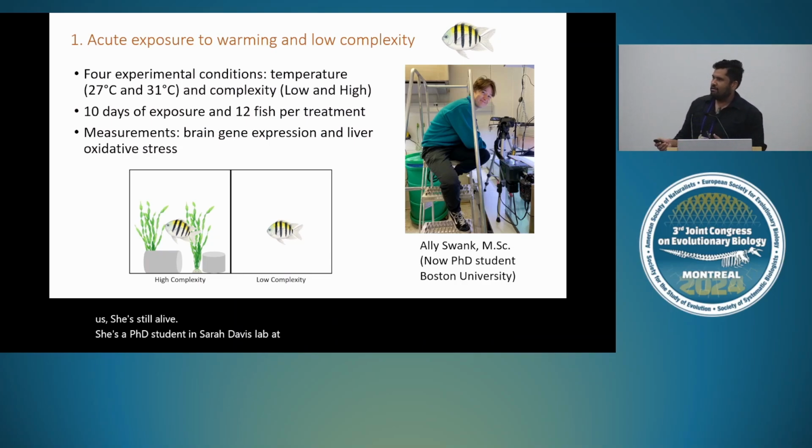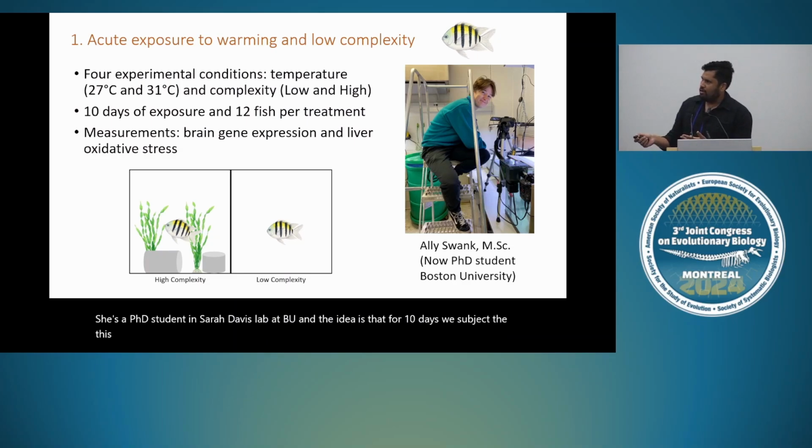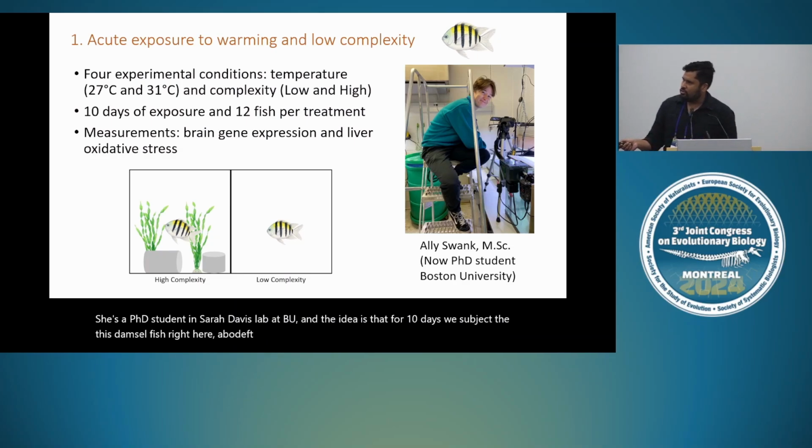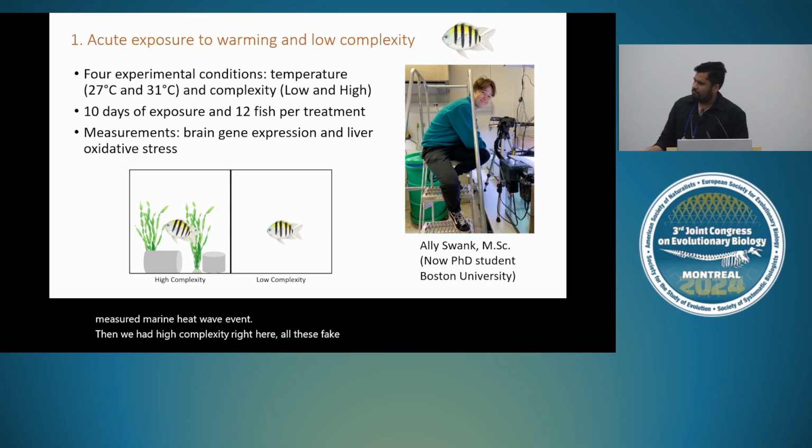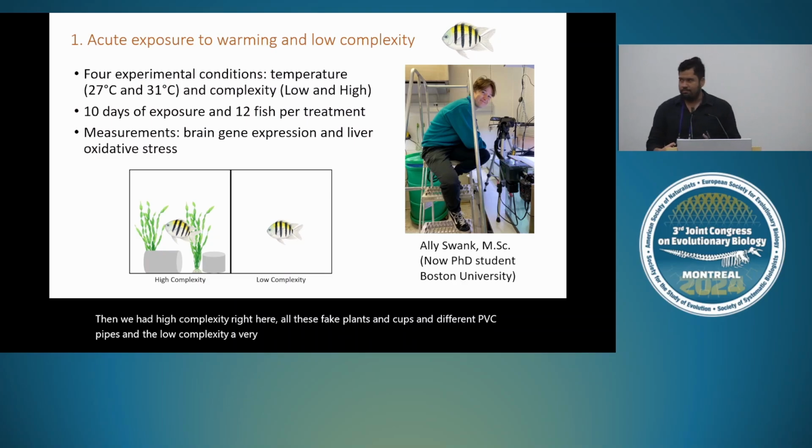And the idea is that for 10 days, we subject this damselfish right here, Abudefduf saxatilis, to different combinations of warming and complexity. So 27 degrees Celsius is kind of a control average temperature for the Gulf of Mexico. 31 represents a measured marine heat wave event. And then we had high complexity right here, all these fake plants and cups and different PVC pipes, and the low complexity, a very sad fish in an empty tank.